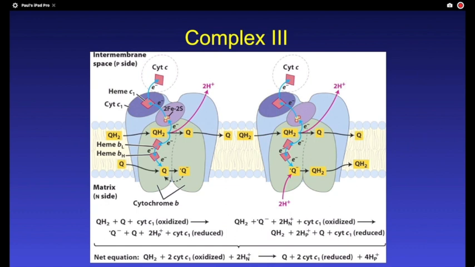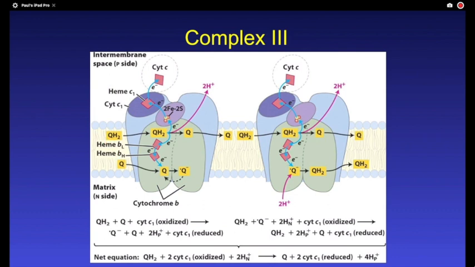Round 2. Another QH2 comes in. It binds to the site. Again, the electrons go up to cytochrome C. That's great. And again, the cytochrome B low, B high, and now it will bind to the Q that has 1 electron, now has 2. It now picks up 2 protons, and this now can float away to come back and be this one or to come back and be that one.